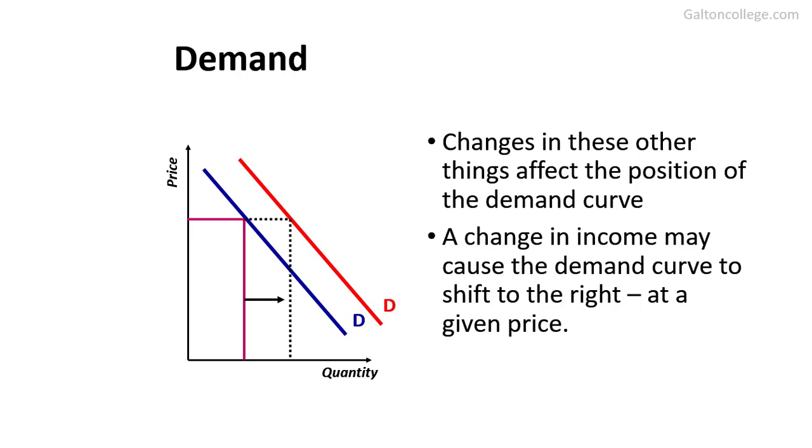A change in income may cause the demand curve to shift to the right at the given price. Now, that's all I've been saying. So it can shift to the right because advertising has been more effective or income has increased or one of many factors. The fact is that will cause a shift of the curve.